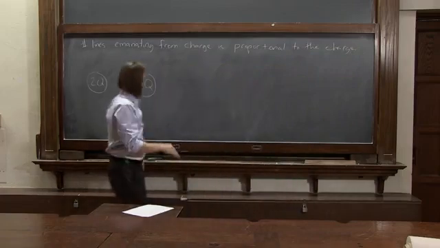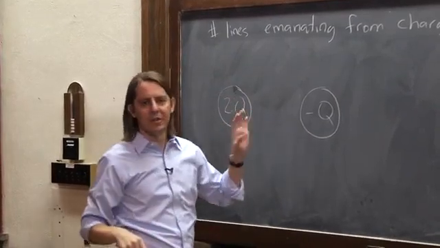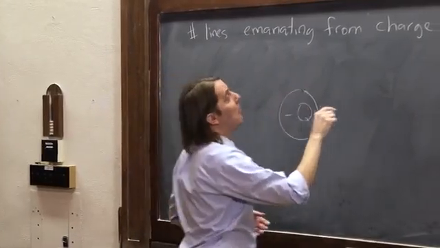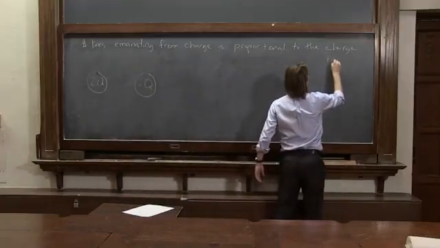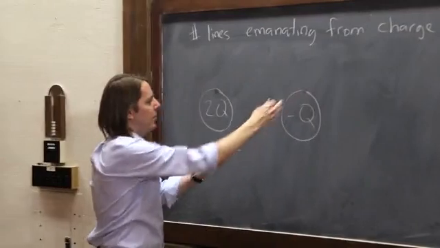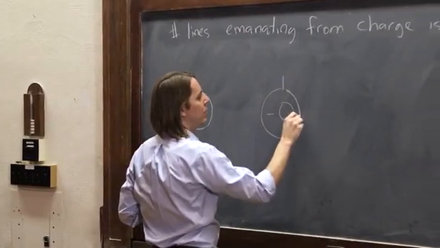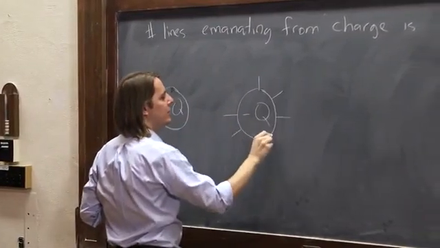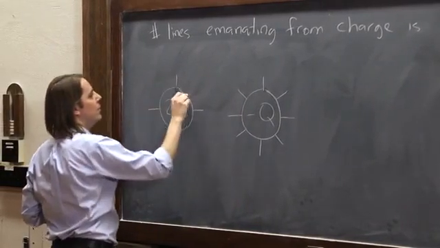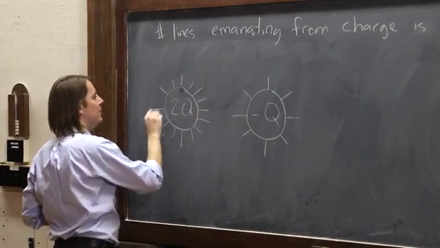Okay? So what that means is if I'm going to try to draw this one, I have to have twice as many lines going from 2q as I have going from minus q, because it has twice as much magnitude of charge. Proportional to the charge magnitude. So let's say something that has a magnitude of q, we're going to put 8 lines on. 1, 2, 3, 4, 5, 6, 7, 8. And then something with 2q, we're going to put 16 lines.